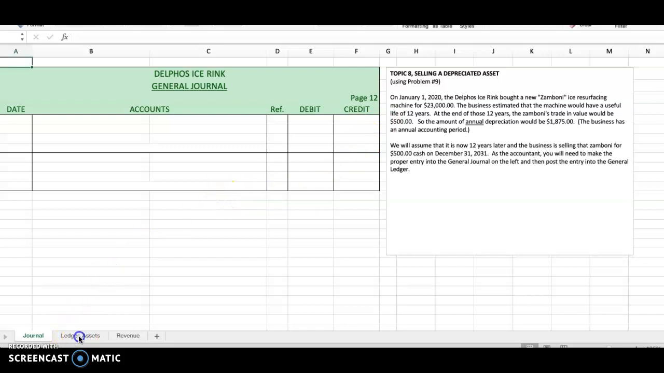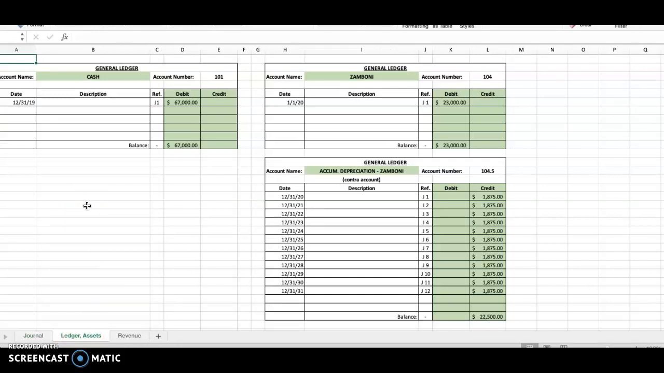Let's look at the ledger. Let's go to this page in the ledger. There's some assets. We haven't listed all of them, obviously, but we listed three that we will be using. Obviously, the cash account. You see there's a balance in the cash account, and that's not particularly important at this point, but we will be using this account. The Zamboni account is important for you to understand. We used this account one time, way back on January 1st, 2020, when we made this initial purchase of $23,000. We haven't touched it since that time, so it's now 12 years later. So that account remains the same.